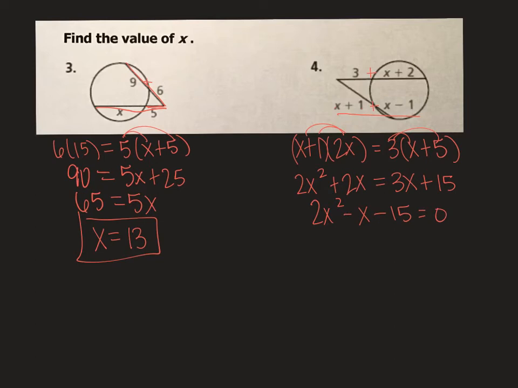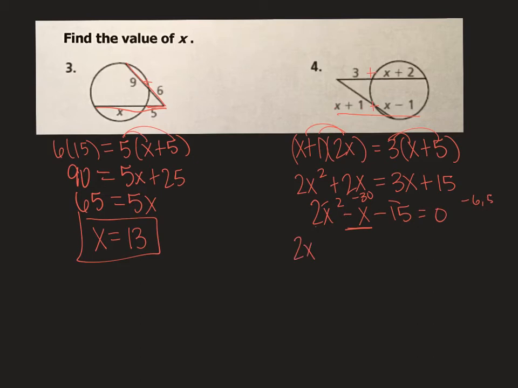So this is the trickiest part of factoring. We've got to multiply the 2 and the negative 15 to get negative 30. And then I need 2 factors of negative 30 that are going to add to negative 1. In this case, it's going to be negative 6 and 5.